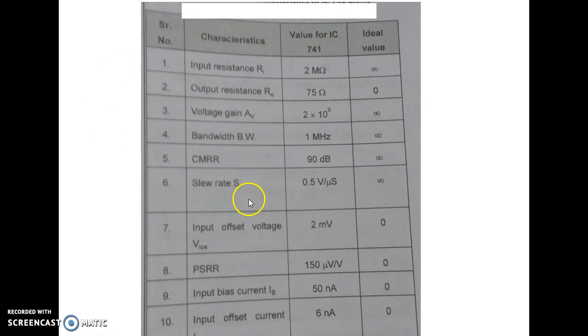Then if you consider the slew rate, so slew rate is defined as the maximum rate of change of output voltage per unit time. So mathematically we can write slew rate is equal to dVO by dt.